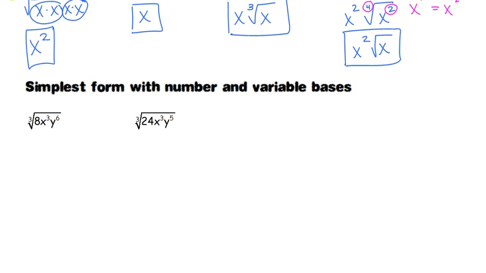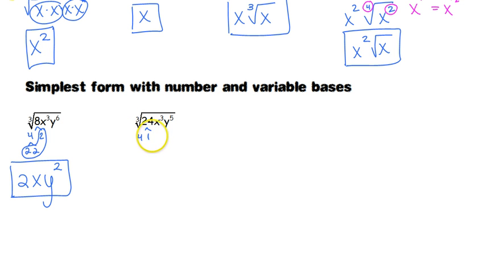Alright, here are our last 2 problems. We want to simplify it when we have a number and a variable base. Cubed root means we need groups of 3. So I break down 8, 4 and 2, 2 and 2. Well, I have exactly one group of 3. X to the 3rd, exactly one group of 3. Y to the 6th. If I need groups of 3 and I have 6, I have exactly 2 groups, which means nothing was left over. If nothing's left over, then nothing can be left on the inside of the radical, which means there is no radical.